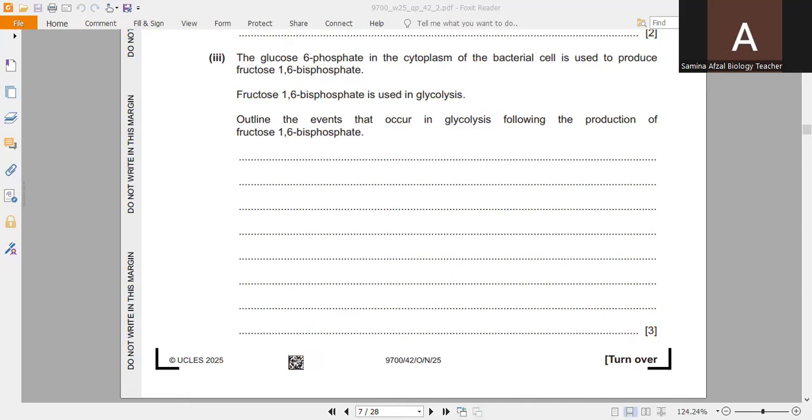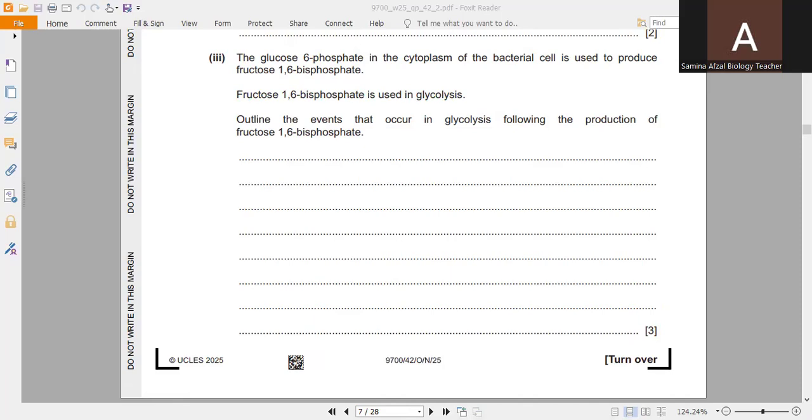You know that once fructose 1,6-bisphosphate is formed, the energy-conserving stage of glycolysis begins. So the 6-carbon fructose 1,6-bisphosphate is split into two molecules of 3-carbon intermediates known as triose phosphates.